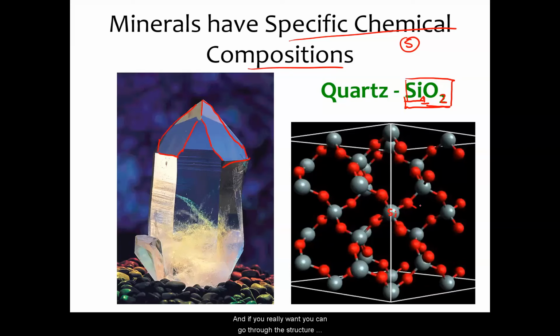And if you really want, you can go through the structure and count up that seems to be the case here. Each silicon has 4 oxygens attached to it. Each oxygen has 2 silicons attached to it. Count it all up and you'll see that there's 1 silicon for every 2 oxygens. Because it's got a very specific chemical composition, and we're not saying, oh, the silicon can be aluminum, or it can be iron, or it can be magnesium, and the oxygen, maybe that could be sulfur. Because that's not the case, this has a specific chemical composition, and we can call it a mineral.